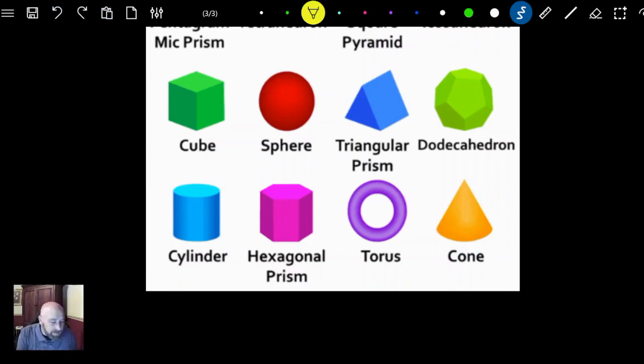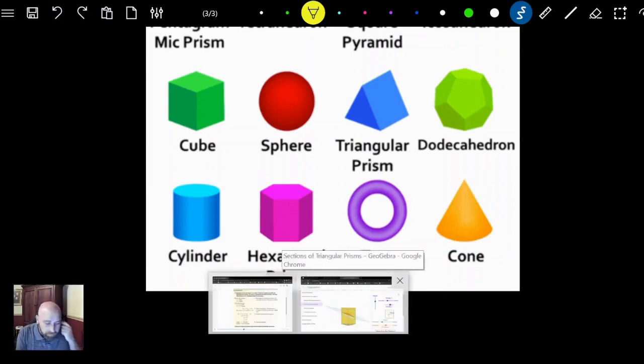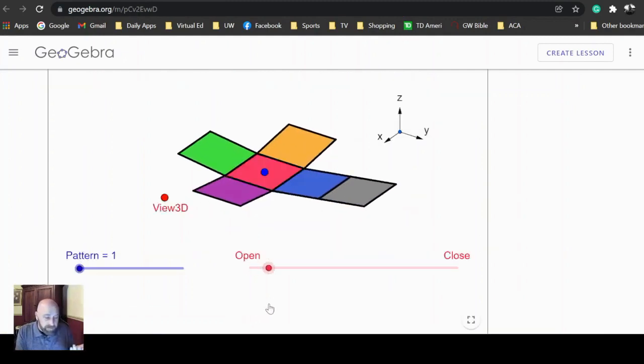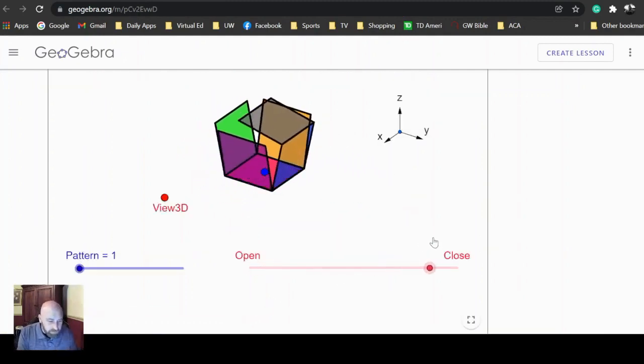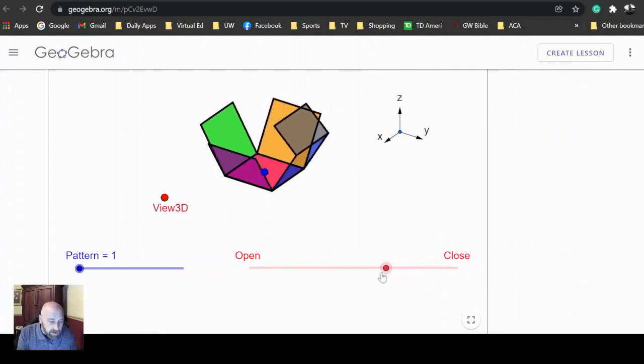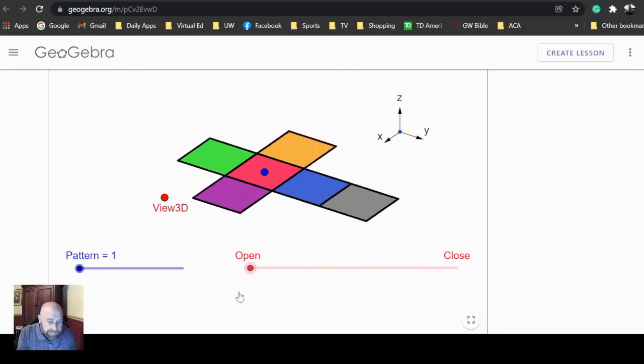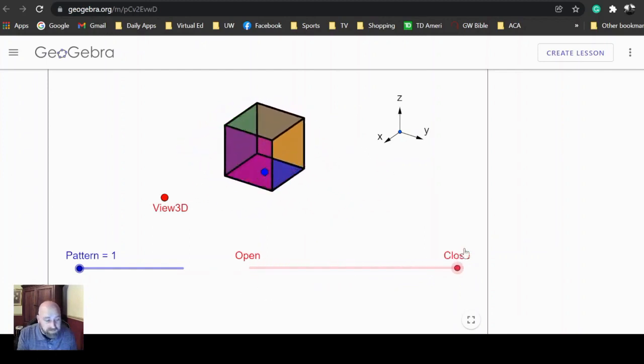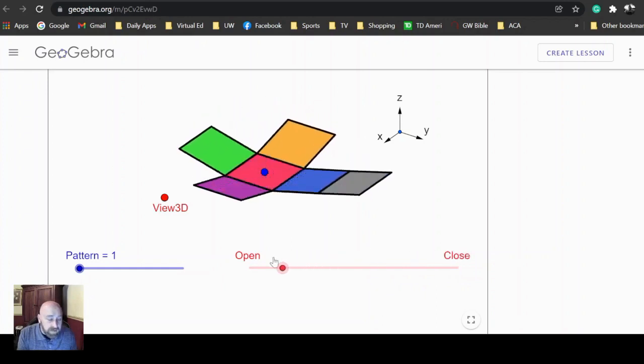So let's go back to the GeoGebra real quick, okay? And let me show you this right here. This is what's called a net. I think you're going to like this, and I think you're going to like to play with this. This is like unfolding the sides of your three-dimensional object. So this is totally laid out flat, but look what I can do. I can close it back up. So there's my cube, and notice I can unfold my cube. I can lay it flat. I can lay all of those squares flat.